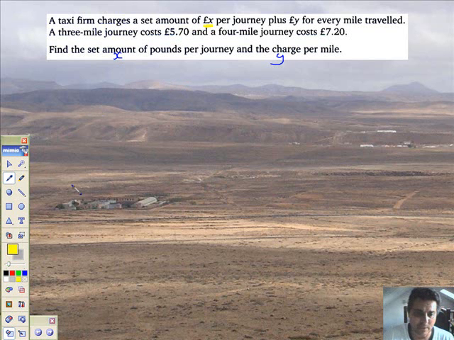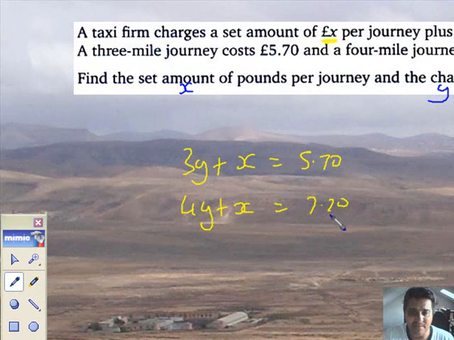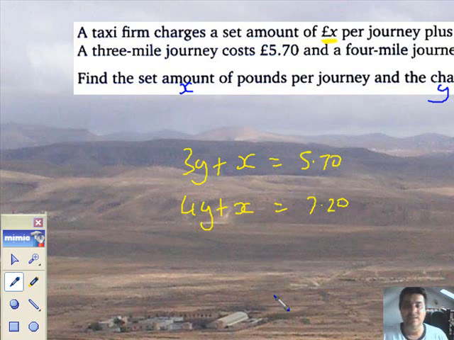Alright, so let's just set up a quick equation. A 3-mile journey, well that's 3 lots of Y, plus the standing charge, the fixed amount of X, all comes to £5.70, and a 4-mile journey, which is 4 lots of Y plus the fixed charge, all comes to £7.20. And these are my simultaneous equations. Don't put pounds in front of the 570 and the 720, it'll just clutter the whole thing up.